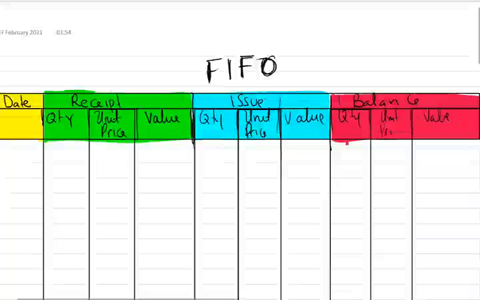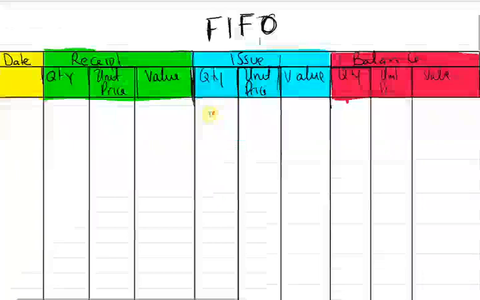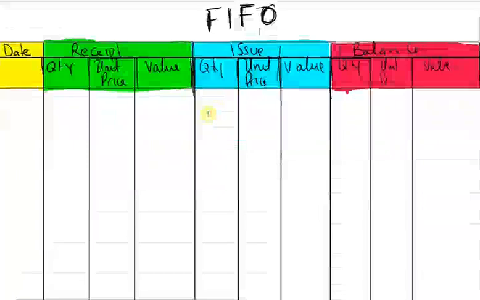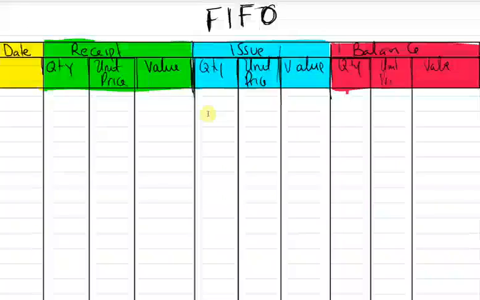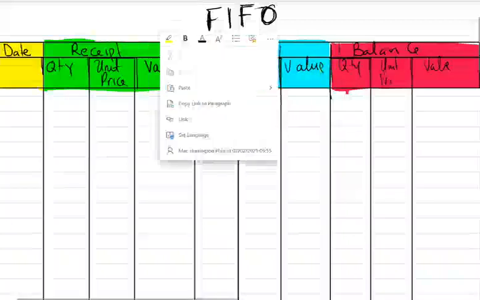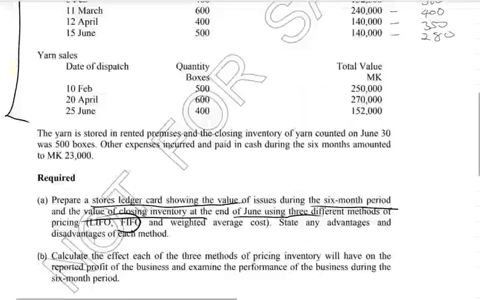So we'll have to come up with our table. The table has to look like this. We have our date column, our receipt column, our issue column, and our balance column. Under our receipt column, we also have 3 columns: quantity, unit price, value. Same applies to the next 2 columns of issue and balance. So this is how it should look like. So now we will start.